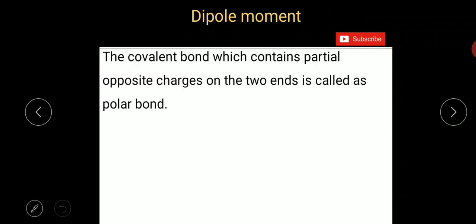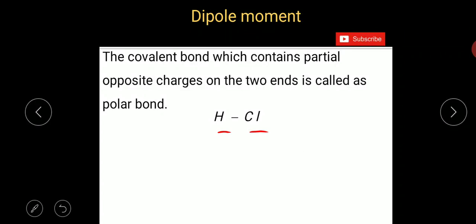The covalent bond, which contains partial opposite charges on the two ends, is called a polar bond. Let us take HCl. In this molecule, the chlorine atom is more electronegative than the hydrogen atom. Electronegativity is the tendency of an element to attract the bond pair of electrons towards itself.